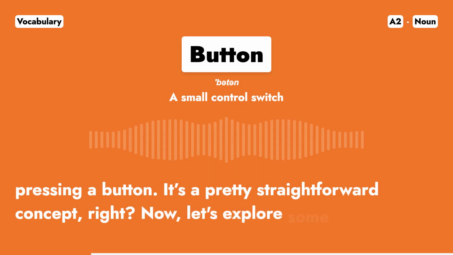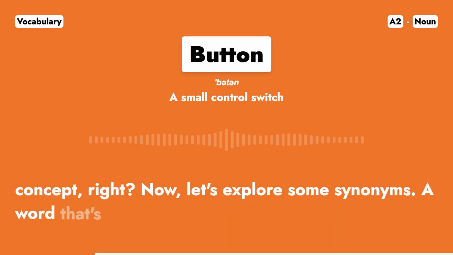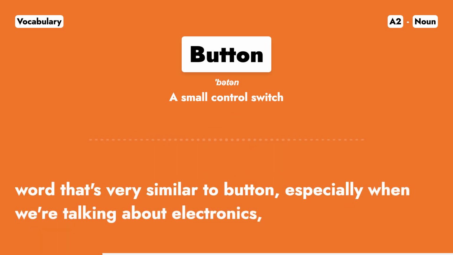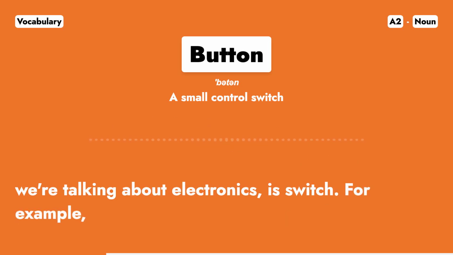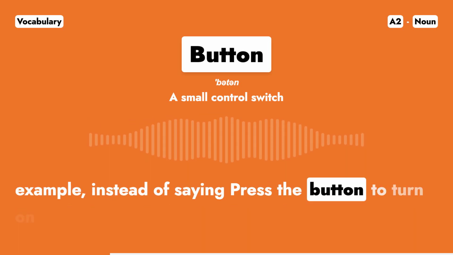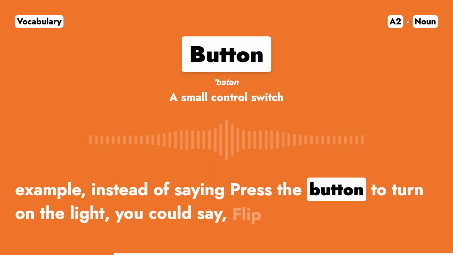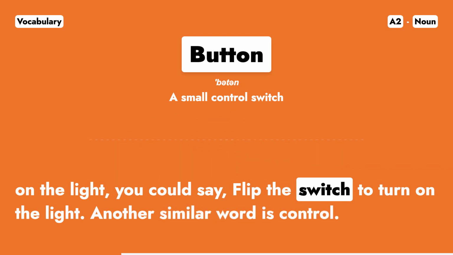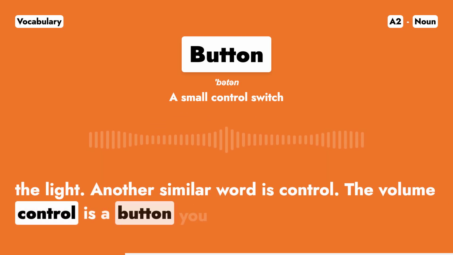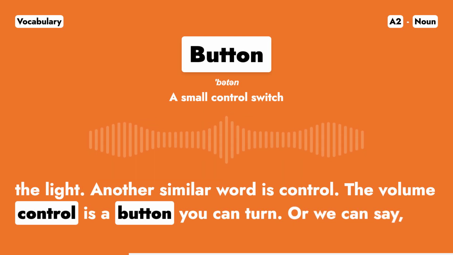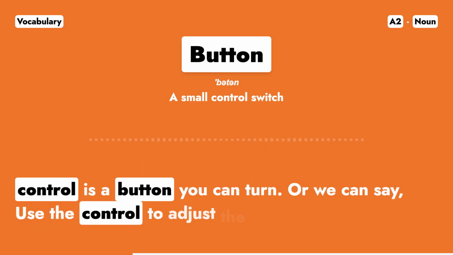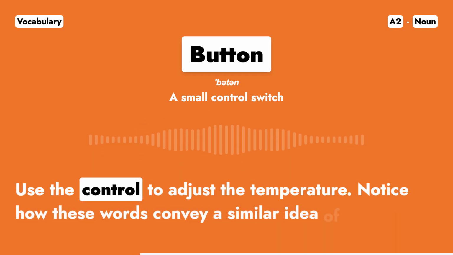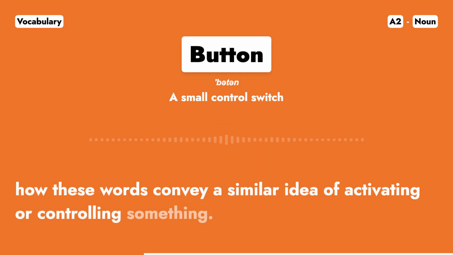Now, let's explore some synonyms. A word that's very similar to button, especially when we're talking about electronics, is switch. For example, instead of saying press the button to turn on the light, you could say flip the switch to turn on the light. Another similar word is control. The volume control is a button you can turn. Or we can say use the control to adjust the temperature. Notice how these words convey a similar idea of activating or controlling something.